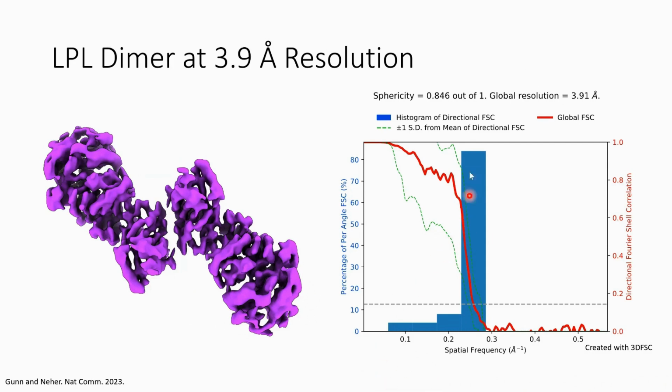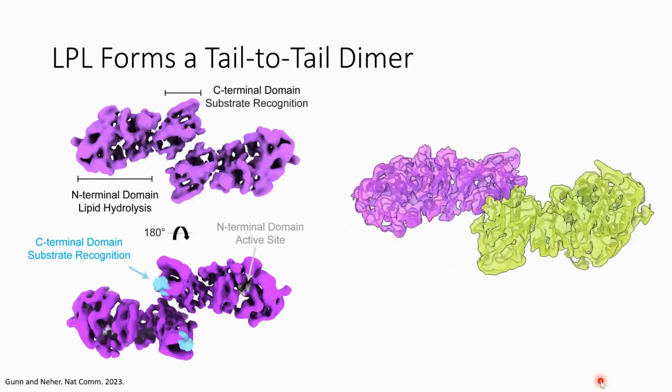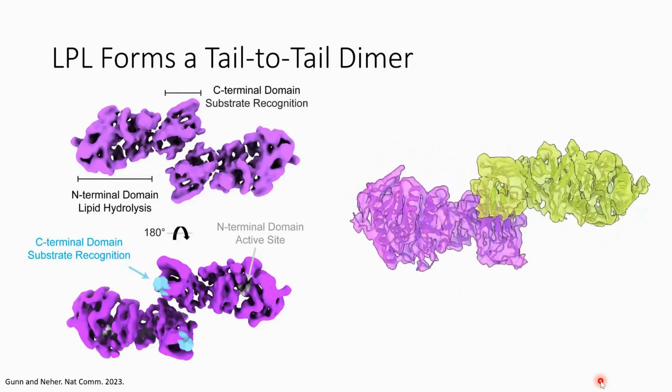There are still some areas, you can see here with the sphericity rating of 0.846 out of 1. So 1 would be that you have an equal representation of all views from all sides of the protein. That we are, not at 100%, but we are doing really well. And so this then allows us to explore what we're seeing with this structure.